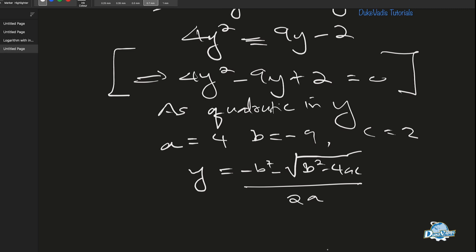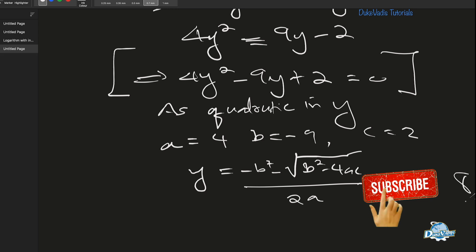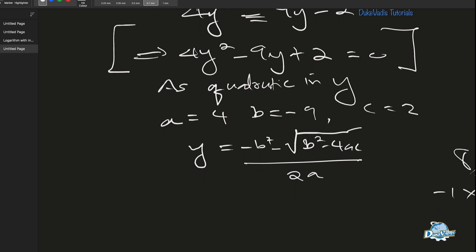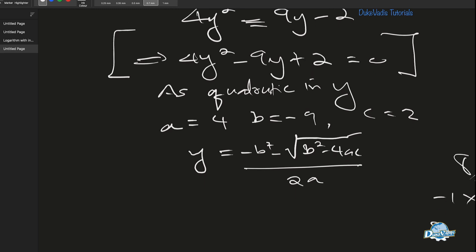But yes, though, we know that if we take the coefficient of y squared multiplying by 2, we get 8. And the real factors of 8 will be negative 1 times negative 8. Okay? So when we substitute back to the equation, then we're going to get 4y squared minus y and minus 8y plus 2 is equal to 0.